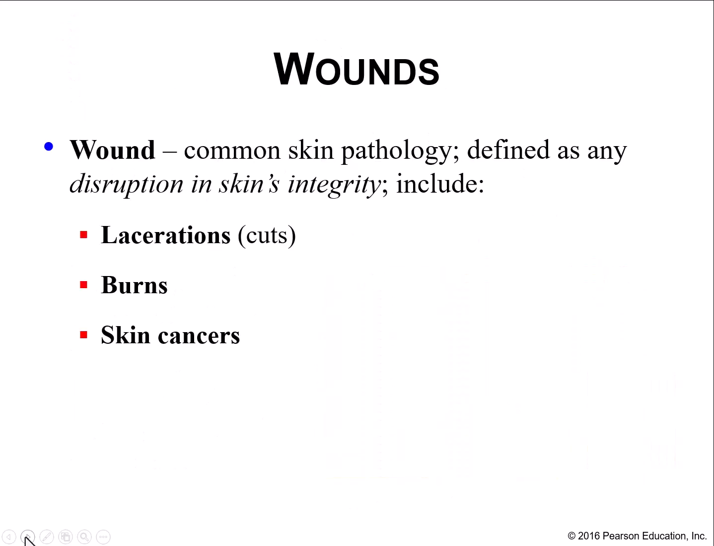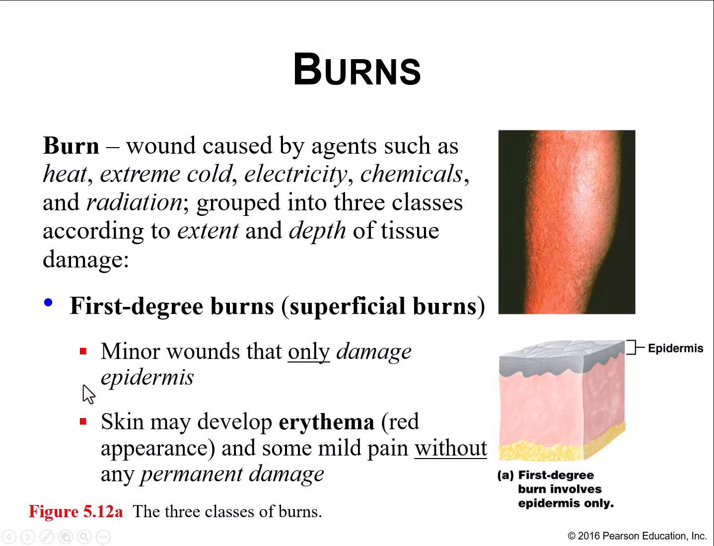There are several different types of wounds in skin pathology. Lacerations or cuts. We have burns, and we have skin cancers. So the degree of the burn tells you how deep the burn is. So first degree burns are just superficial, only affecting the epidermis, like a sunburn. Minor and usually will resolve itself. And so you get that erythema, that red appearance that we talked about earlier, and you may have some mild pain but no permanent damage.